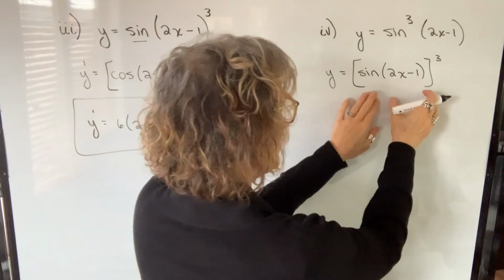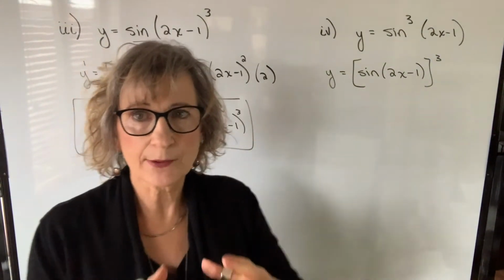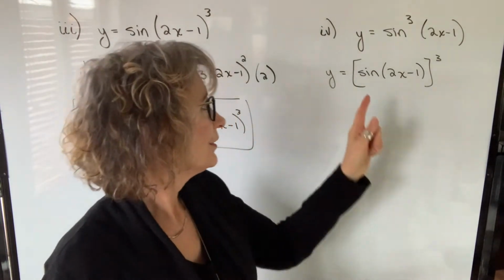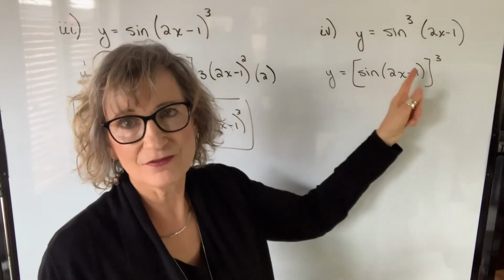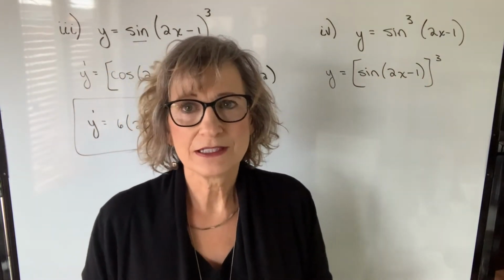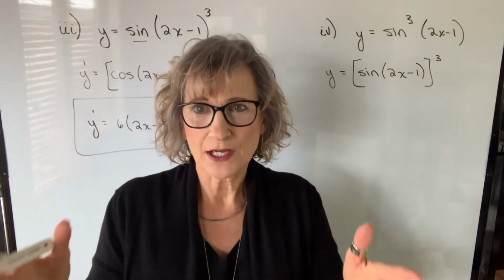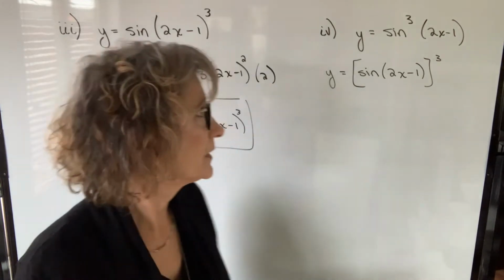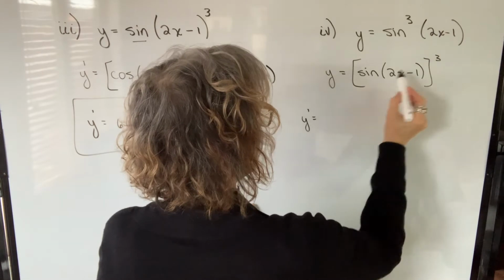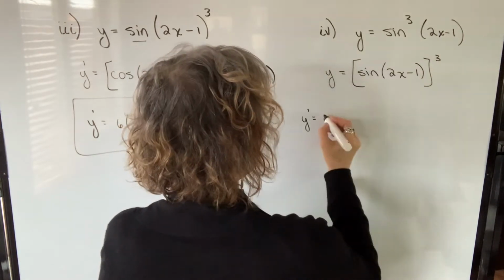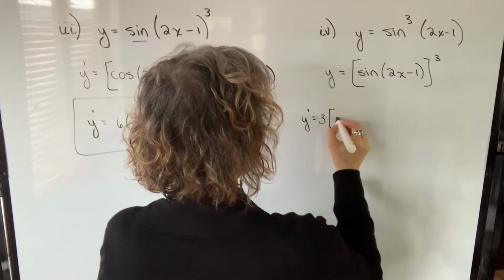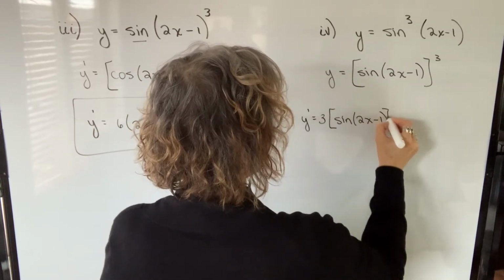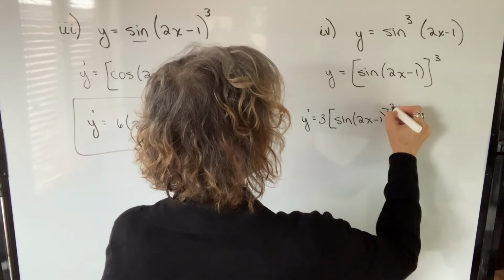So the approach on this example is going to be different because our outermost function now is the power. And then inside the power, we have the sine function, and inside the sine function, we have a polynomial. So make sure that you understand what the outer function is and what's inside of that function and progress down. So the derivative would be, I start with the power, 3 times sine of 2x minus 1 to the power of n minus 1, which is 2.